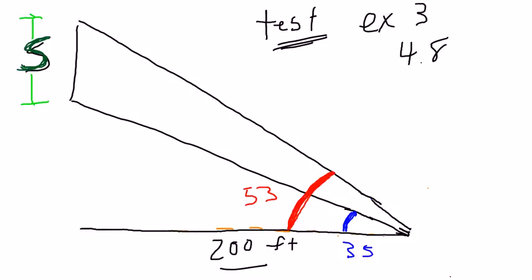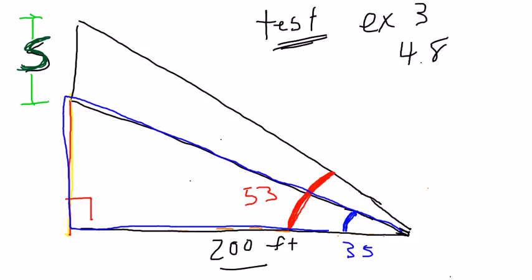Okay. The easiest way to do this problem is to split these two triangles up into two right triangles. I'll draw red. If I draw a straight line over here, I got a right triangle. Okay? And if I just look at this blue part, I got a right triangle that we know a little bit about. We know the angle is 35, and we know the base of this triangle, or the adjacent side, is 200.